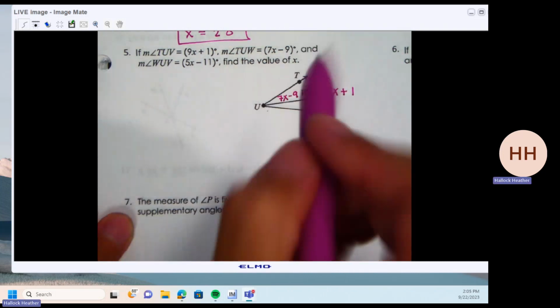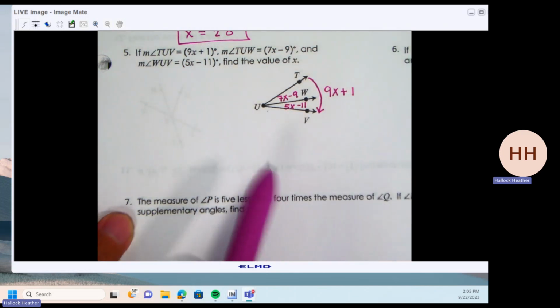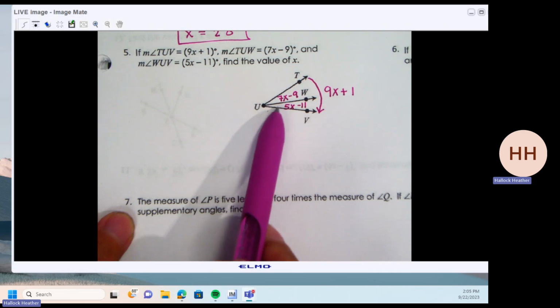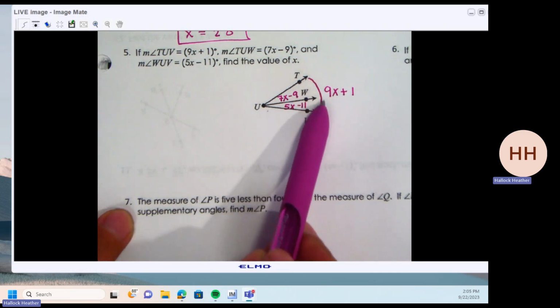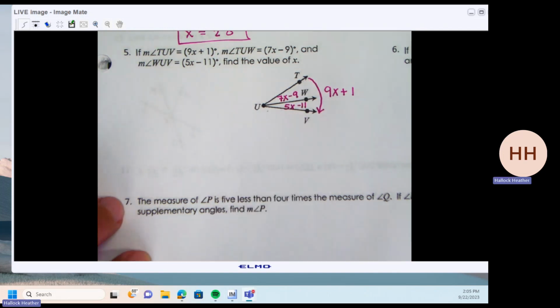And WUV is 5x minus 11. And now this is angle addition postulate. I'm going to take this piece, add it to this piece, and set it equal to the entire length, or arc, or whatever.